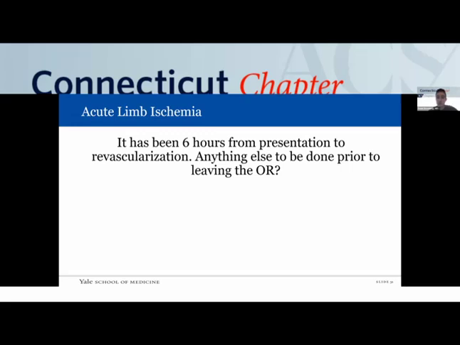So if it's been 6 hours from presentation or revascularization, is there anything else that needs to be done before leaving the OR? I would say fasciotomy is the number one thing. In fact, I'm very aggressive with fasciotomies to make sure that I don't miss anything. We've had patients die with compartment syndrome, delayed recognition, and even incomplete fasciotomies. These are all things that we see as a practice and across hospitals.